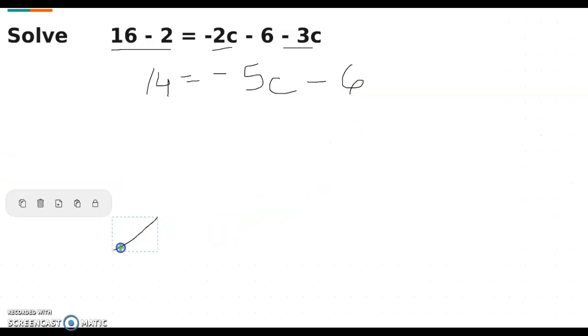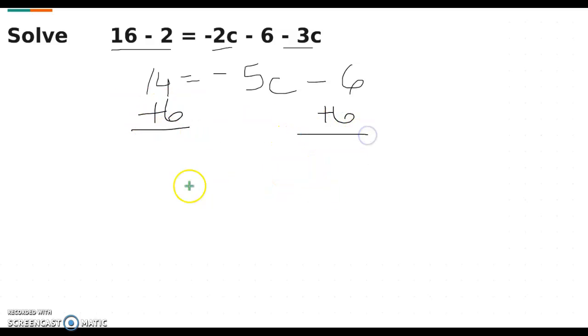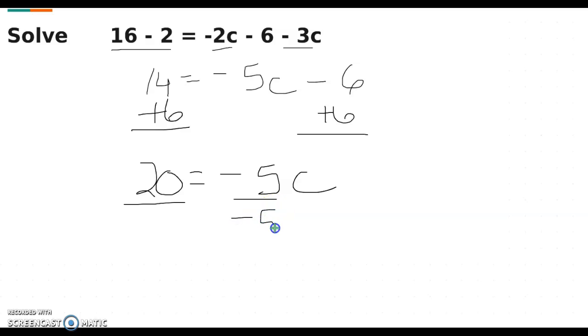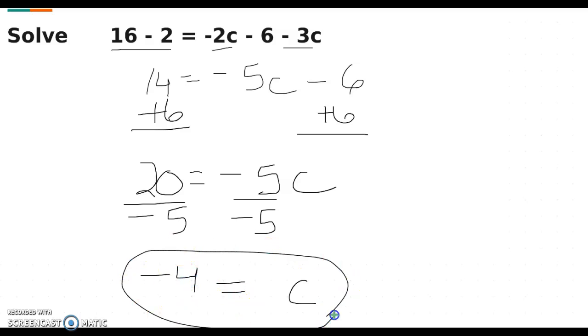What I need to do next is get the -5c term isolated. So I need to add 6 to both sides. Remember, we do it to both sides to keep the equation balanced. 20 equals -5c. c is being multiplied by -5, so I'm going to do the opposite of that. I'm going to divide by -5 on both sides. Gives me an answer of c equal to -4. Remember, you can always check again by putting -4 up into the c's if you want to verify that your answer is correct. Alright, let's have a look at another one.